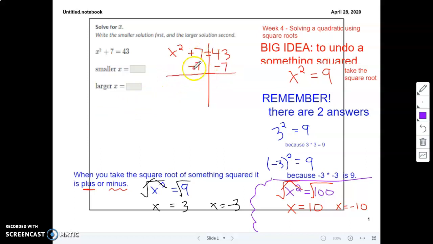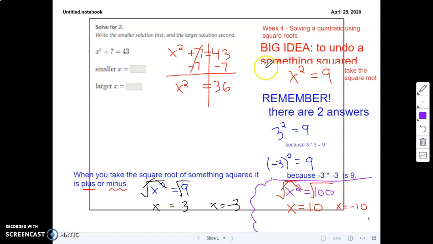Okay, so plus 7, minus 7. That adds to 0, so that goes away, and the x squared drops down, and then you have 43 take away 7. 43 take away 7. I think that's 36. Okay, 36. And then now you're just left with a problem that looks similar to what we started with, or what we did as this example here.